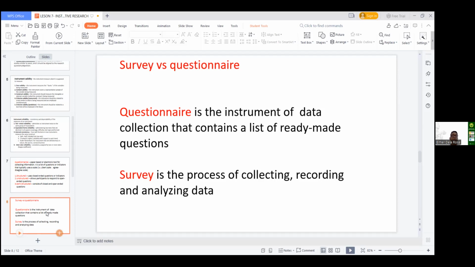Narinig nyo na yung may gumamit ng survey questionnaire, di ba? Pinagsama. So it's not correct, no? Kasi yung survey nga is yung proseso. Yung questionnaire yung instrument mo. So questionnaire ang gagamitin mo sa yung survey. So there is no such thing as survey questionnaire, correlation questionnaire, experimental questionnaire, ex post facto questionnaire. There's no such thing. So it's either you say questionnaire lang for your study.